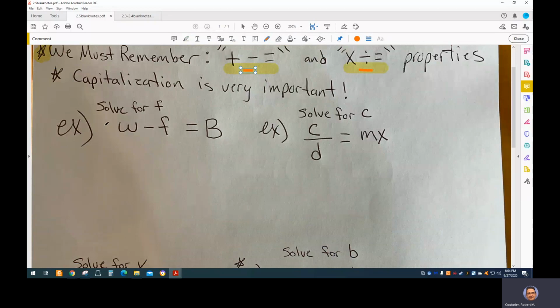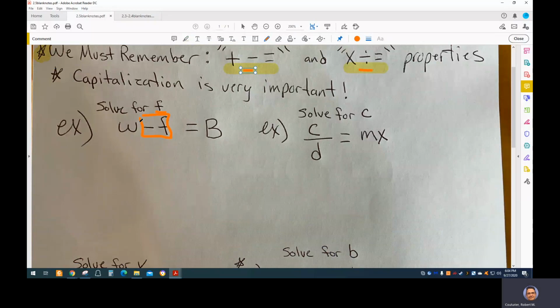Look at our first example. It says solve for f. So I want to go ahead and box the variable I am trying to solve for. All right. Notice I included the sign. That's important. We have w minus f equals capital B.